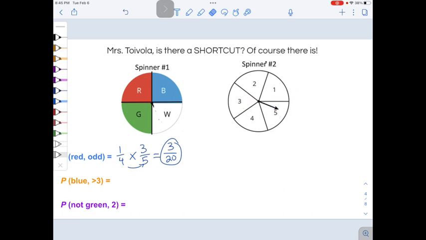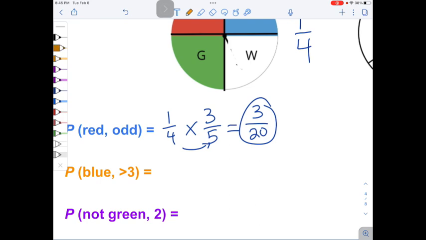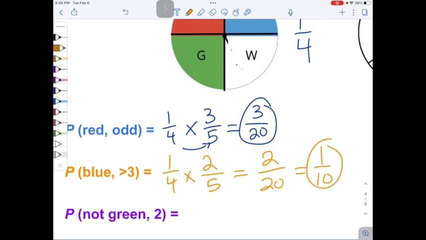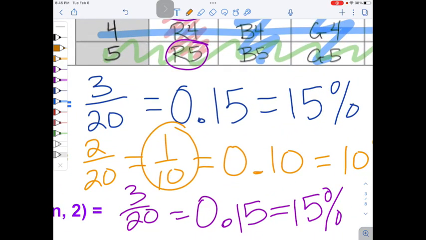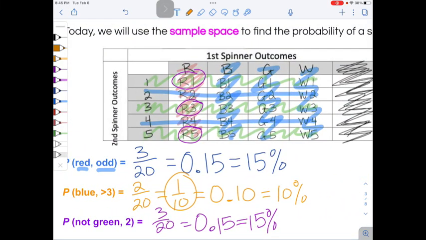Okay, for the next one, it says blue. So this is 1/4 blue. And it says greater than 3, so that's 4 and 5. That's 2 out of 5, which means the next one should be 1/4 times 2/5. 1 times 2 is 2, 4 times 5 is 20. Simplify to 1/10. That looks familiar too. Here it is, right there. All right, which means the last one should be 3/20.